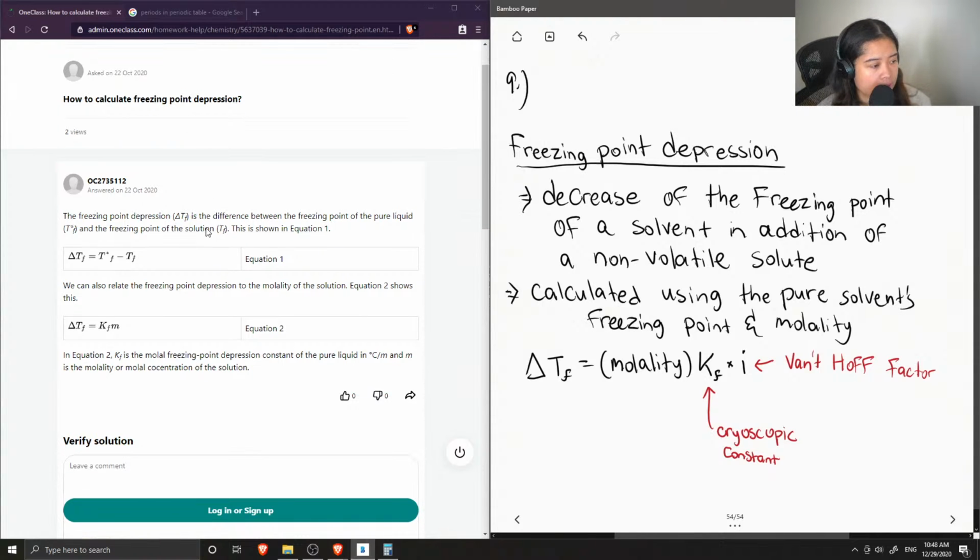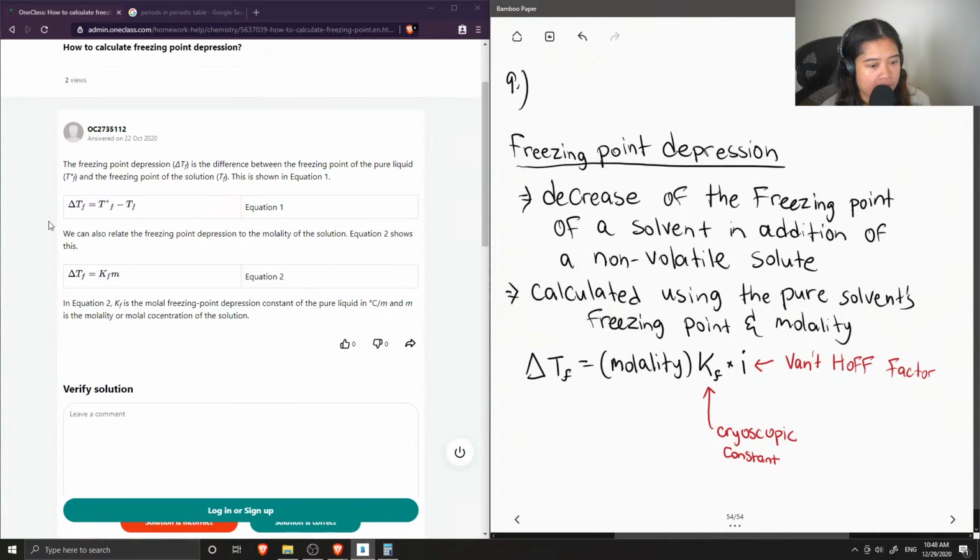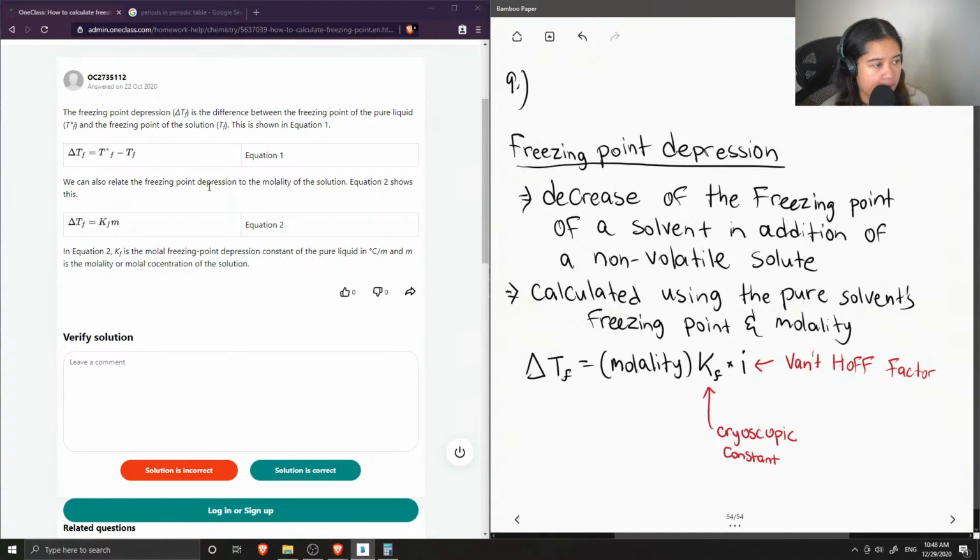Okay, so the junior tutor said that the freezing point depression is the difference between the freezing point of the pure liquid and the freezing point of the solution. Okay, so they showed delta TF and how it came to be. And then we can also relate the freezing point depression to the molality of the solution. Okay, so they have Kf times m. Kf is the molal freezing point depression constant of the pure liquid, and m is the molality or the molal concentration of the solution.